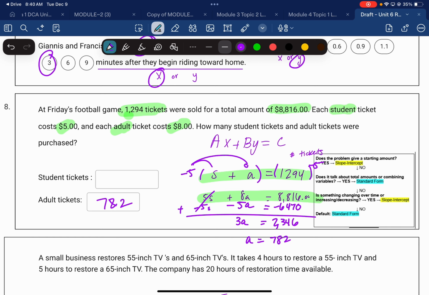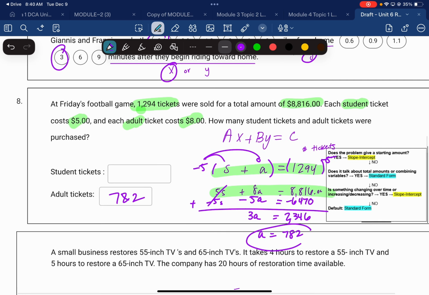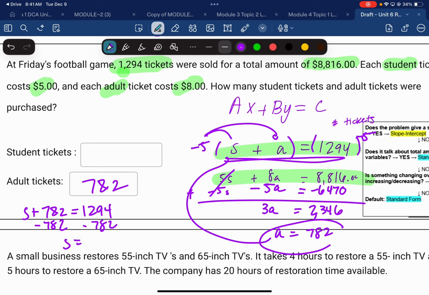Now that we have that, we want to substitute this number back into one of my equations, the easiest one typically, so that we can find my other value. So I'm going to plug this number back into this original equation. Instead of writing A, I'm going to write 782. So now we have S plus 782 equal to 1294. And then we want to solve for S. Subtract 782, subtract 782. S is equal to 1294 minus 782, which is 512. Bam.